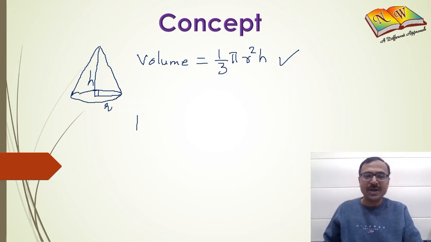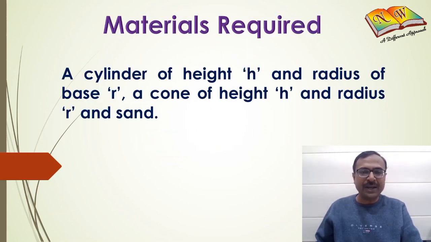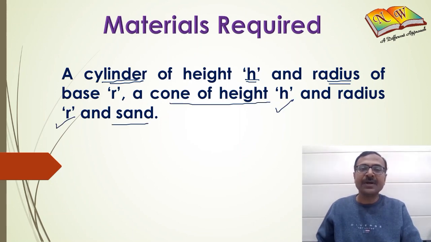We are going to use one cone and one cylinder, but there is a condition associated with this. The cone and the cylinder should have the same radius and the same height. So let's see what materials are required to perform this activity. We require a cylinder of height h and radius r, and a cone of the same height and same radius, and some sand to fill in those shapes.